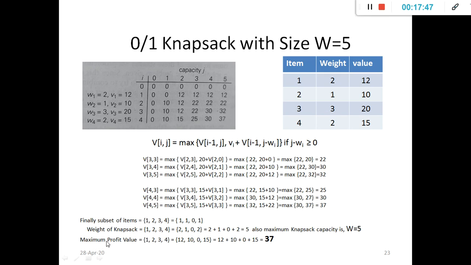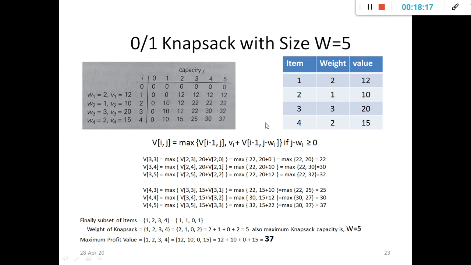And for the maximum profit value, 3 out of 4 objects are included in the knapsack, that is 1, 2 and 4, with their corresponding profit values. The profit value of item 1 is 12, the profit value of item 2 is 10, the third is not included, that's why its profit value is 0, and the profit value of object 4 is 15. So 12 plus 10 plus 0 plus 15 is equal to 37, and 37 is the maximum profit.